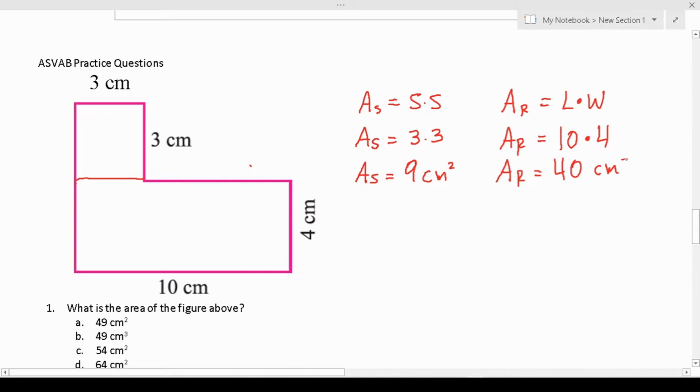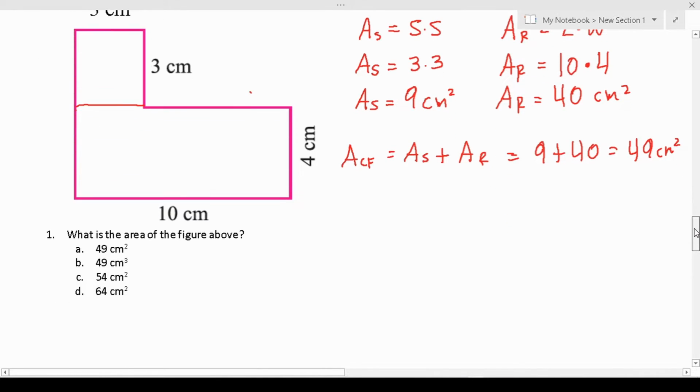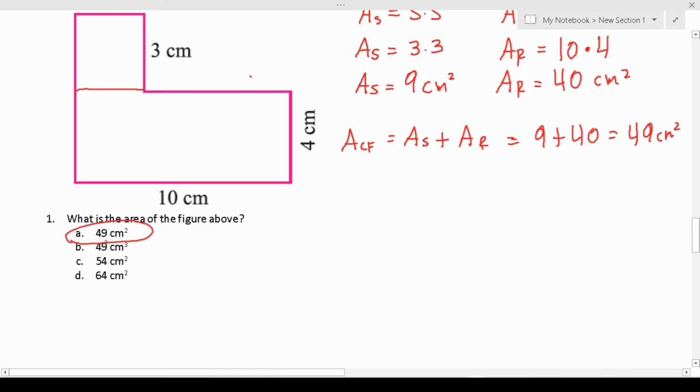That's 40 centimeters squared. And again, we want to find the area of this entire figure, so we're just going to add those two together. So in other words, this is going to be area of the square plus area of the rectangle, and that's going to give us the area of this composite figure, which I'll call CF, which is the same as 9 plus 40, which is 49 centimeters squared. Okay, so that's going to be this one. And as you can see, we're dealing with area, so we know it's going to be squared. They try to trick you by throwing that cube in there just to see if you'd fall for it. So that's that one.